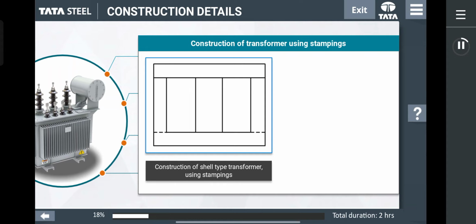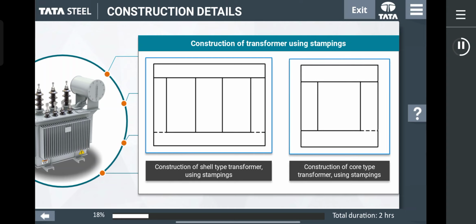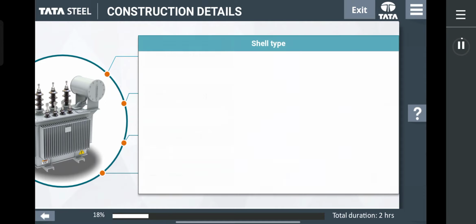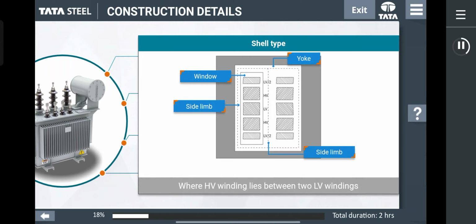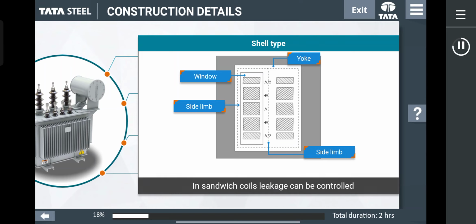Here is the construction of shell type transformer using stampings. Here is the construction of core type transformer using stampings. Click each image to know more. The HV and LV windings are split into number of sections, where HV winding lies between two LV windings. In sandwich coils, leakage can be controlled.